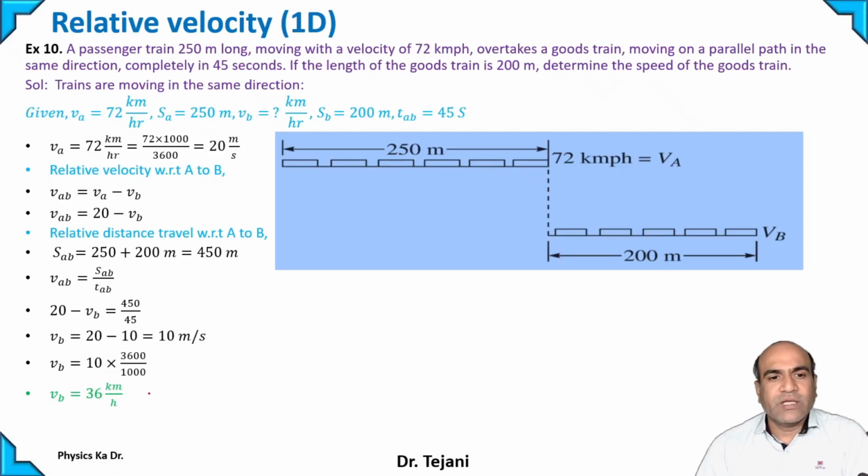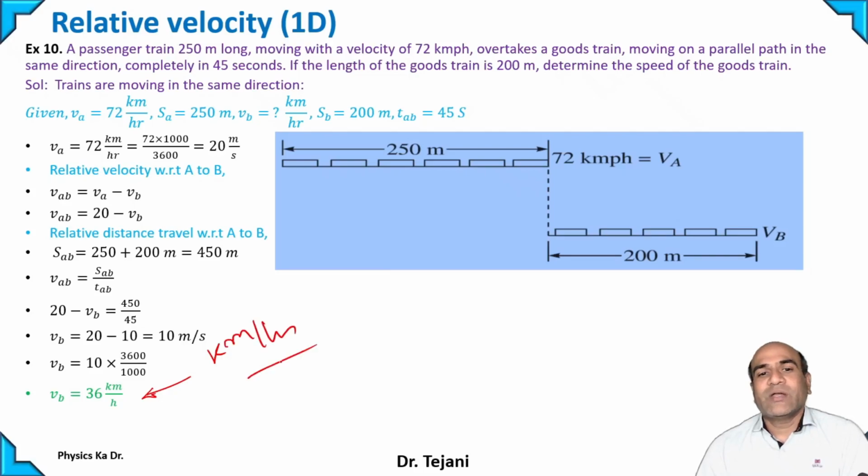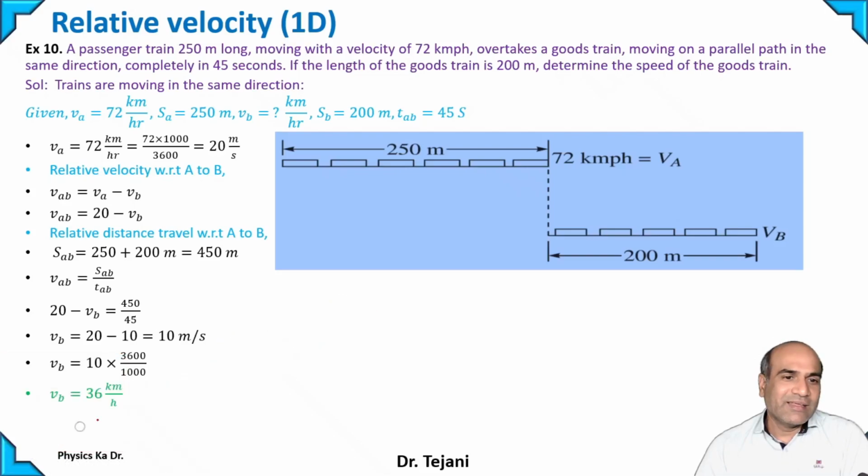Depending on the option, if the answer is asked in kilometer per hour, you need to convert. If it is asked in meter per second, no conversion is required after that. But during calculation, you have to identify that the units should be similar. Units should be similar, right?